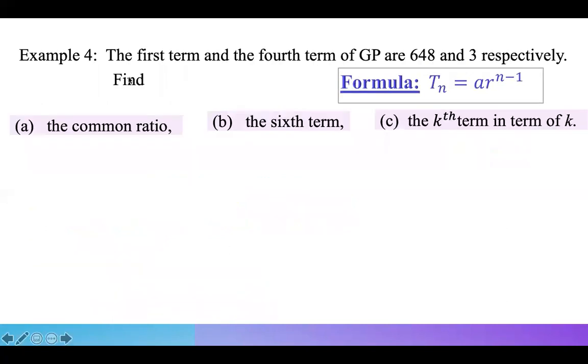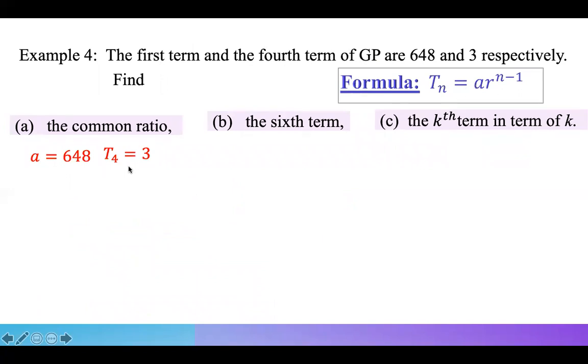Example 4. The first term and the fourth term of a GP are 648 and 3 respectively. Okay, the first term is 648 and the fourth term is 3. So what is the common ratio? Don't worry, don't panic, just follow. First term 648. Fourth term, write down T4 equals 3. So apply to the formula here.